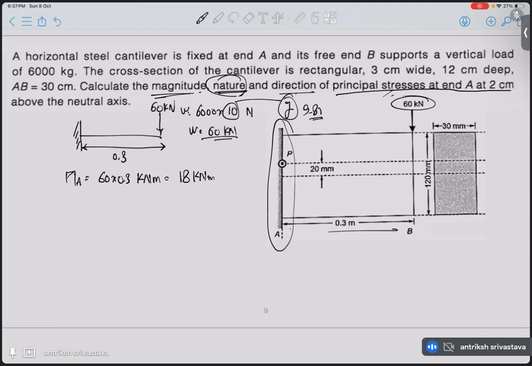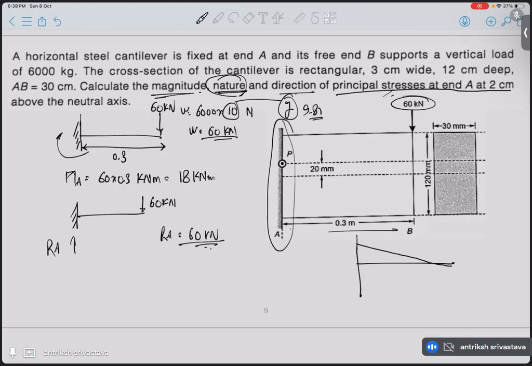And what about the shear force diagram? The shear force is going to be the reaction force. So this is 60 kilonewton. The reaction force at A, RA, is upward and the magnitude is 60 kilonewton. So the moment diagram and shear force diagram are going to be like this. We have this kind of moment here, so the opposing moment will be like this. So we have the moment diagram like this, and the shear force diagram is like this. So both are positive: 60 kilonewton, and the moment going from 0 to 18 kilonewton meter.